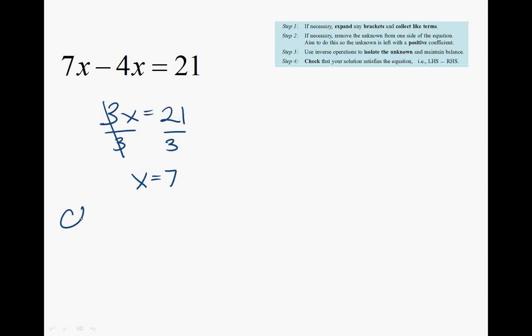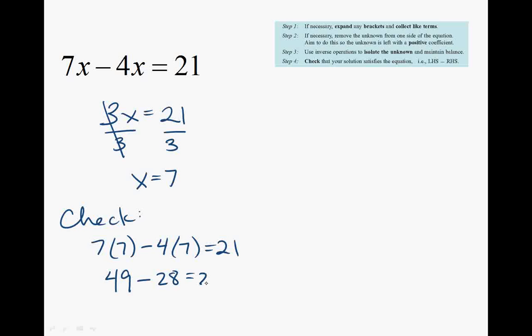So let's try checking that answer. 7 times 7 minus 4 times 7. Does that equal 21? Well, that would be 49 minus 28. 49 minus 28 is, in fact, 21.